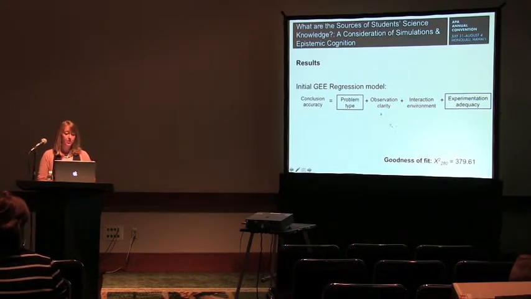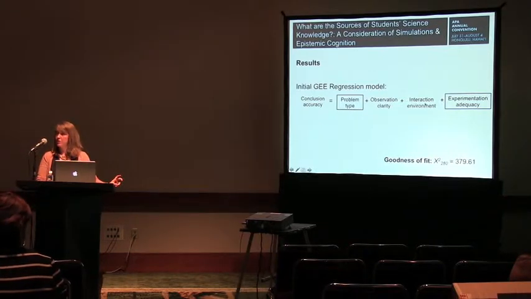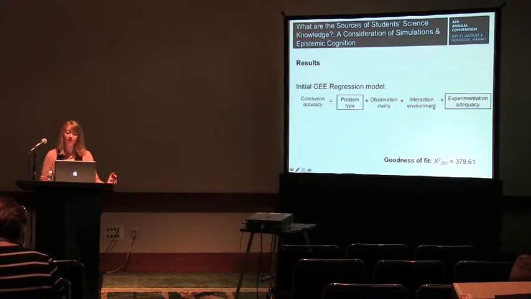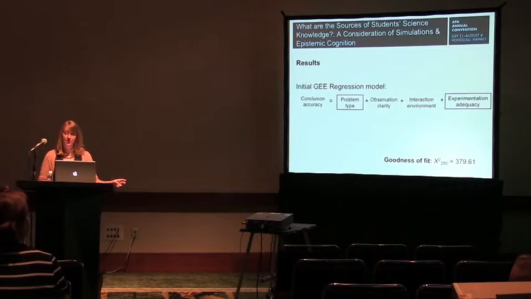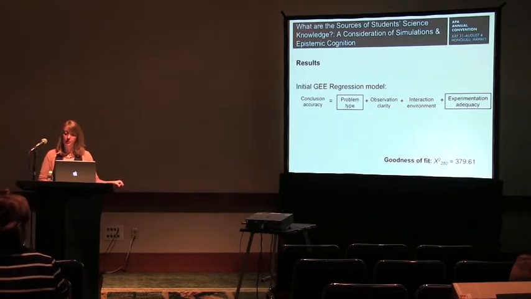The model that I first ran included problem type, the belief inconsistent versus belief consistent problem; the observation clarity, whether or not they saw it in slow motion or real time; the interaction environment, physical versus computer simulation, hands-on versus computer; and then their experimentation adequacy we included again.